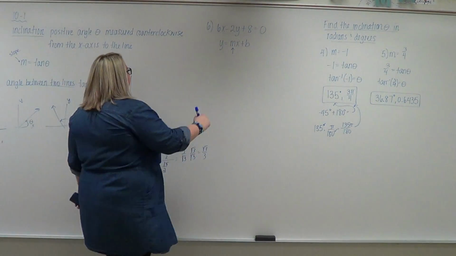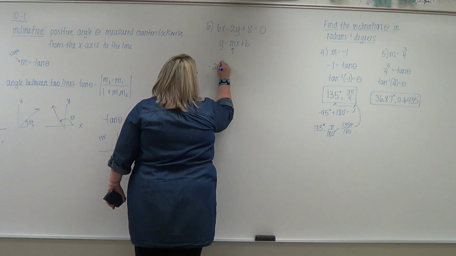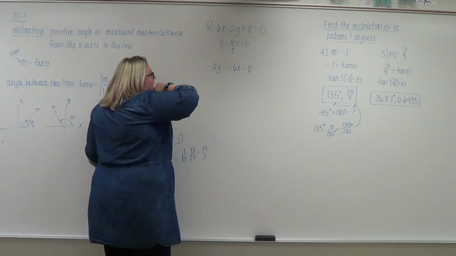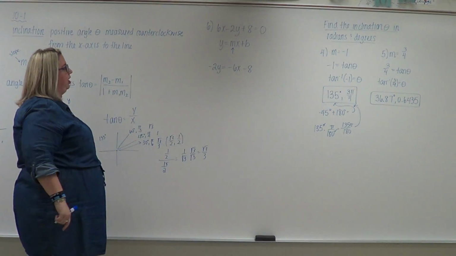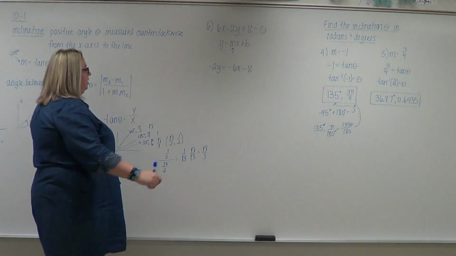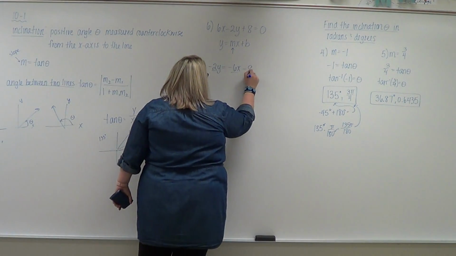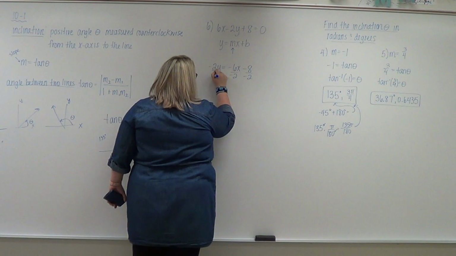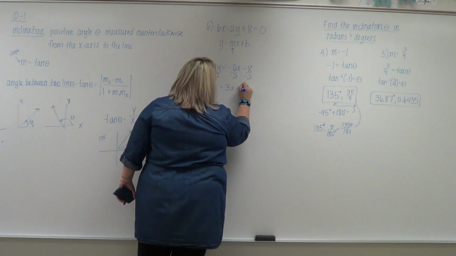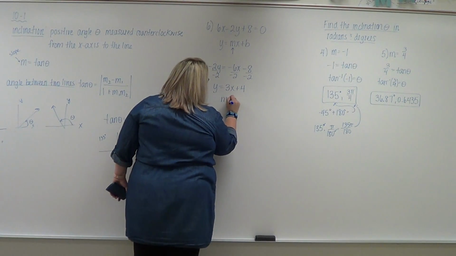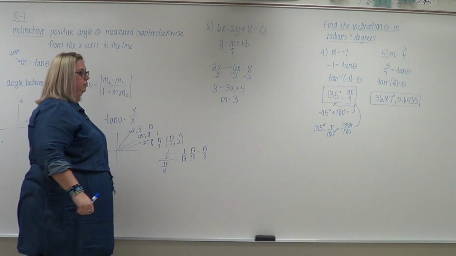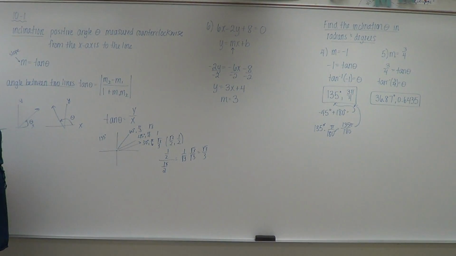Okay, so if I move the 6x and I move the 8 over, or you could move the 2y to the other side. Negative 2y equals negative 6x minus 8. Then I would divide everything by negative 2. So I have y equals 3x plus 4. What's my slope? 3. 3/1. Okay, now it's just like 4 and 5.